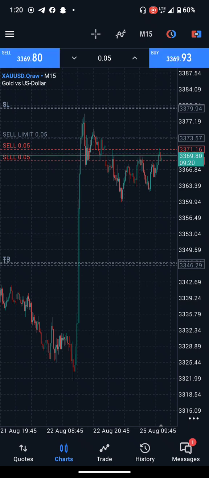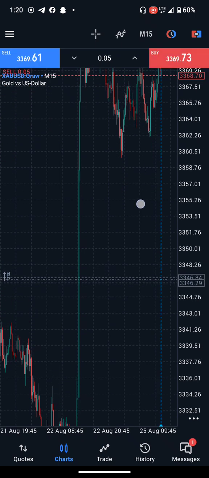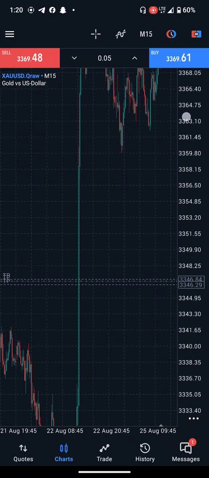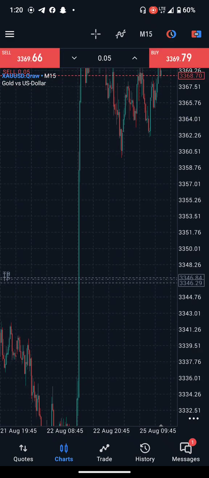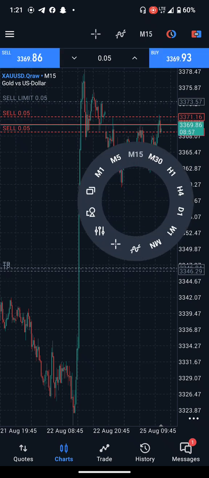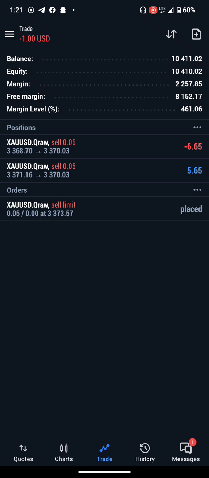Now, this is where I entered the market. This first entry, this down red line at 3368.7. Look at it here, 3368.7. That is where I entered the trade. So look at it here, this one with the red, this first one, 3368.7. That is where I took the sell.